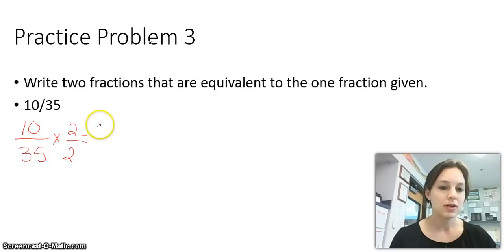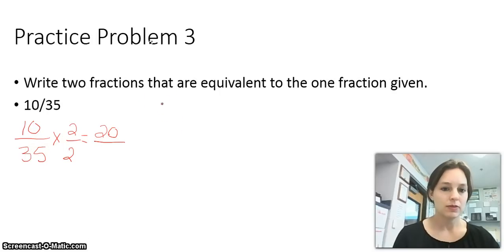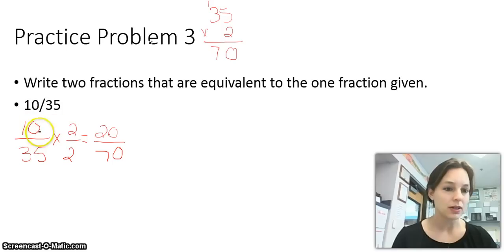10 times 2 is 20. And 35 times 2, I'm going to have to go over to the side here. 2 times 5 is 10, carry the 1, bring down the 0. 2 times 3 is 6, plus 1 is 7. So 35 times 2 is 70, and I have 20/70ths. That's one equivalent fraction.